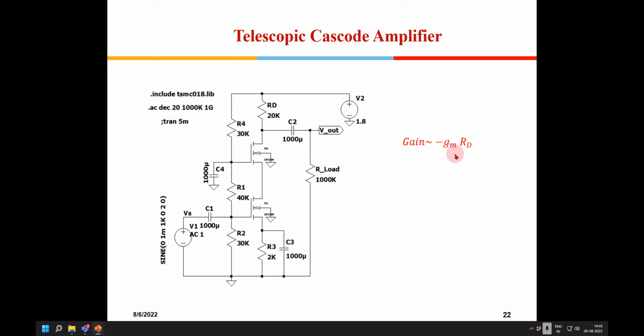Anybody has a doubt why we got this gain? Where are we accommodating the M2 gain here? There is no M2 gain here, right? Because I am applying a voltage out here, it is creating a current, which is GM VGS. Whatever is happening in M2, this is the final current which will go into RD also.